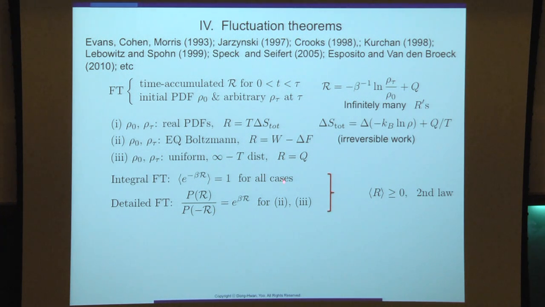As a corollary of this fluctuation theorem, this is the result: the expectation value of R is always greater than 0. So the first case is the positivity of the total entropy production, the second case is the increase of irreversible work. And in the third case, if you prepare the system in a uniform distribution, then the heat production is always increased, so it is always finite. That's a generalized second law.